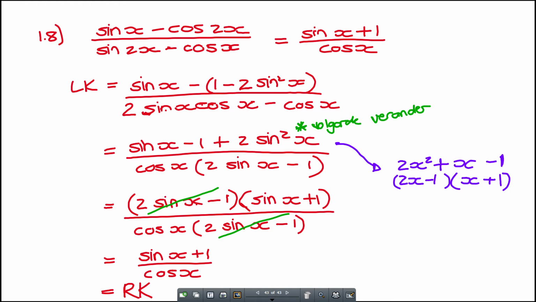Jy kan by die prysuitdeling iets gaan haal as jy lekker hard werk. Okay, can I skip?